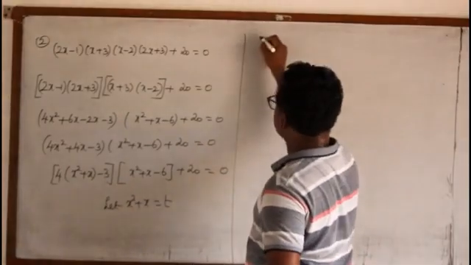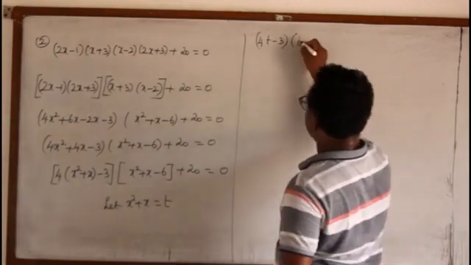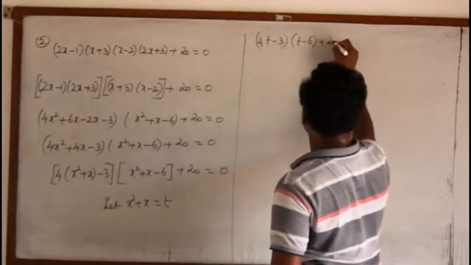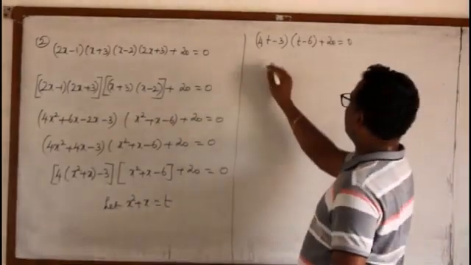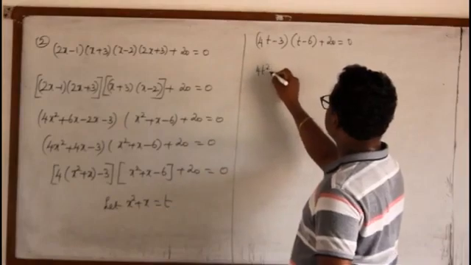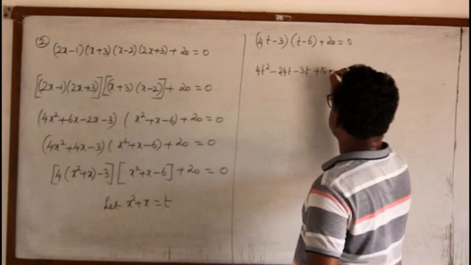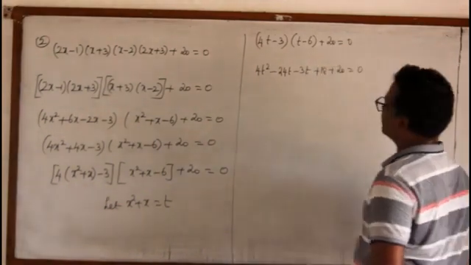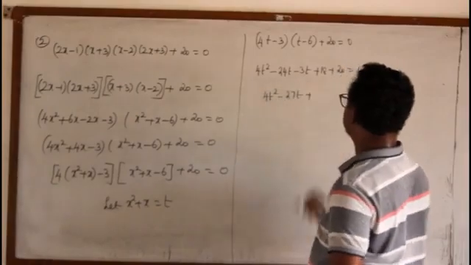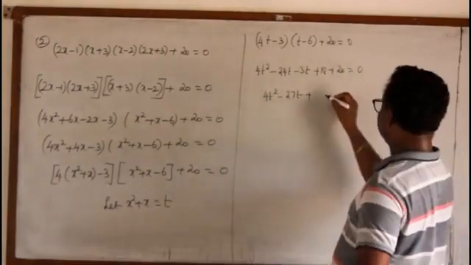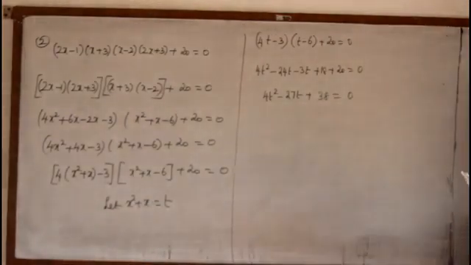Now the equation becomes 4 times (t minus 3) into (t minus 6) plus 20 equal to 0. The equation is reduced to this form. We shall multiply now. 4t square minus 24t minus 3t plus 80 plus 20 equal to 0. It is 4t square minus 27t plus 38 equal to 0, which is a quadratic equation in t.